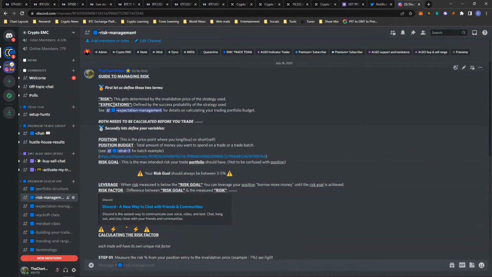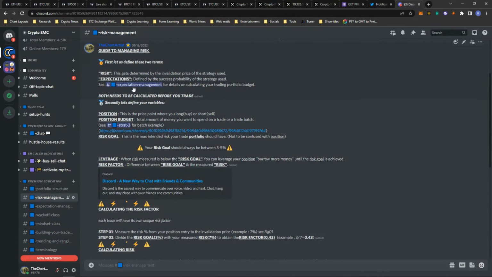Secondly, we'll talk about expectations. This is defined by the success probability of the strategy, meaning if 9 out of 10 times the strategy works in your favor, you now know what you expect. But if the strategy has a 7 out of 10 probability or a 5 out of 10 probability, you now know that there are going to be more times where you're going to get stopped out, so your risk management has to be even stricter. Head over to the expectation management tab. You can click on this hot link and there's a whole setup explaining how to gather the expectation management data from your trade strategy.